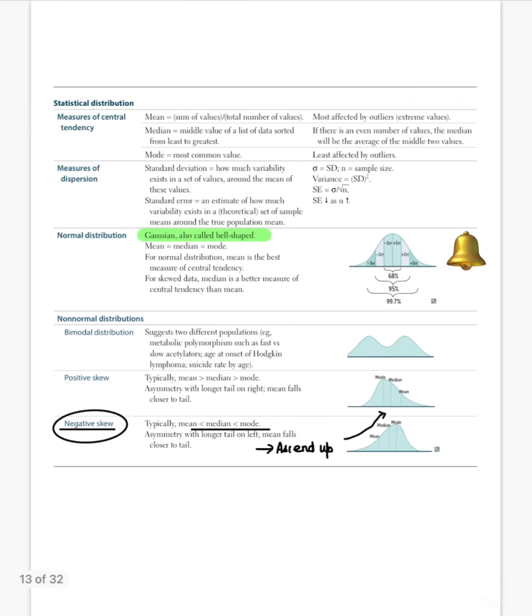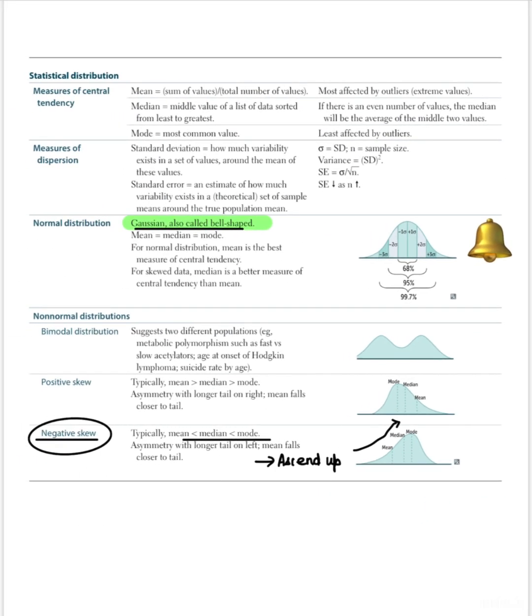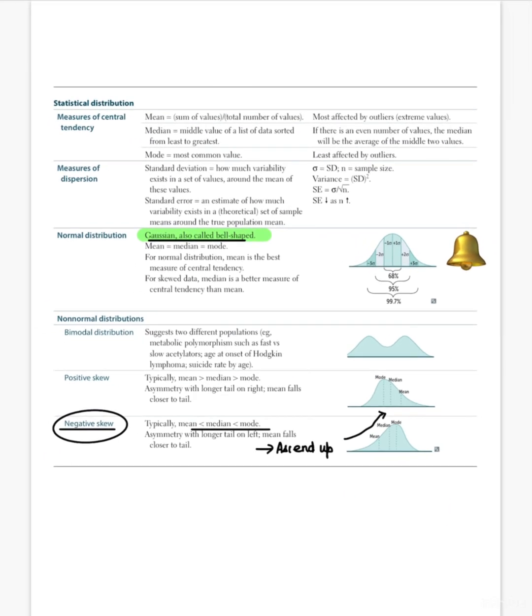Now coming on to some PSM also. If we talk about the normal distribution curve, guys, that is a Gaussian curve or a bell-shaped curve. Again important. In the Gaussian curve, mean, median and mode are equal. For normal distribution, mean is the best measure of central tendency, and if the data is skewed, then median is better.